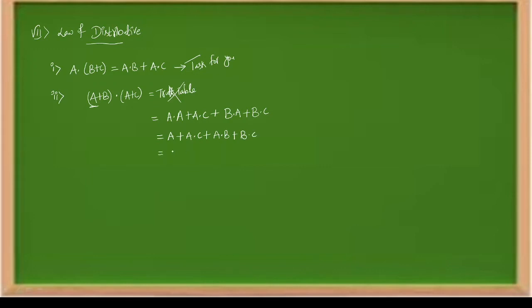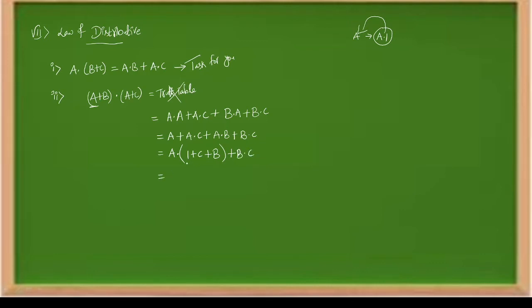Now, what I am trying to do is take A as common. We know that A can be written as A and 1, and if you have A and 1, you can replace that with A. So I am taking A as common, that's why I have A only now. As I took A as common, in the second term I will have C, and in the third term I will have B. And I am writing B and C as it is.